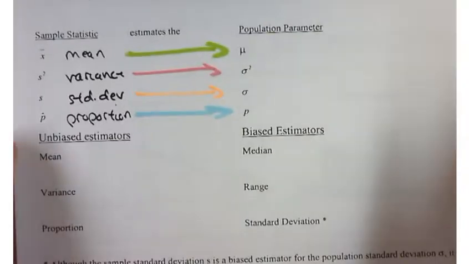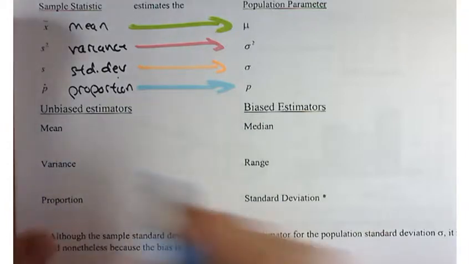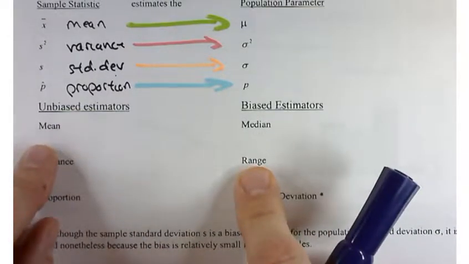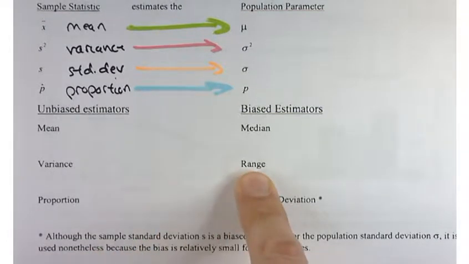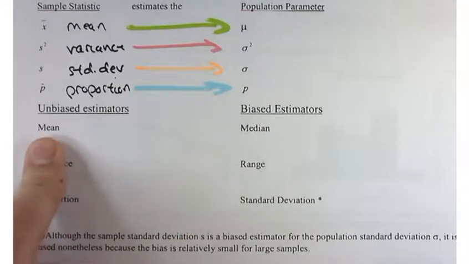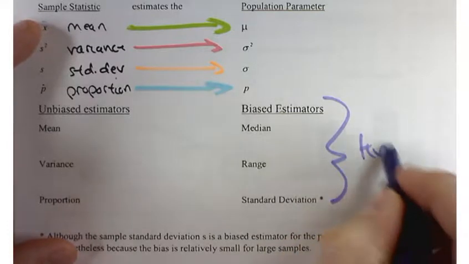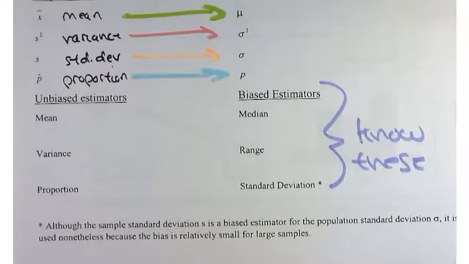Now, here's a short list of some of the parameters, some of the statistics that we can use in this course. These are your unbiased estimators. These are your biased estimators. We've already seen 2 of these. The range, that didn't do so good. The range was a biased estimate. The sample range was a biased estimate of the population range. But the mean is an unbiased estimator. Know these. Know which estimators are biased and which of them are unbiased.